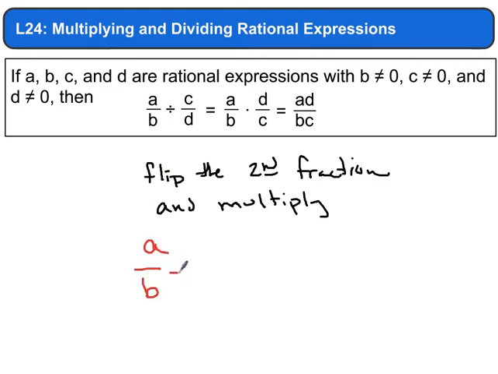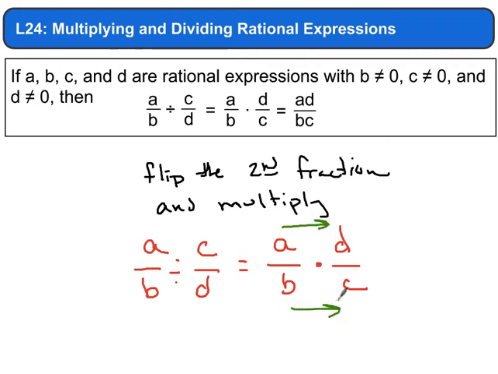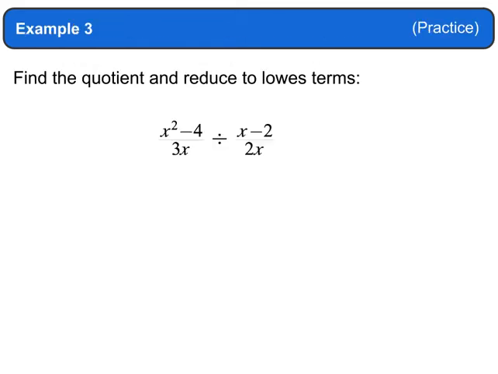So that could be seen up here in the top, where originally we had a over b divided by c over d. Since we don't actually divide, what we do is you leave the a over b alone, you change it to multiplication, and you flip the second fraction over. And then at that point you follow the same multiplication rules that we did in the past. So what I'll do is I'll model a couple of those. I think there's 3 of them.